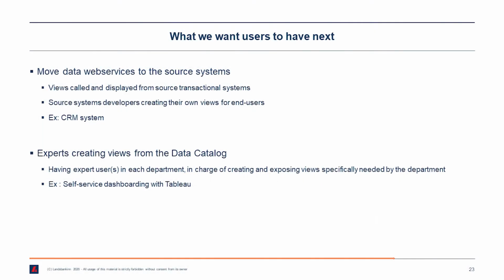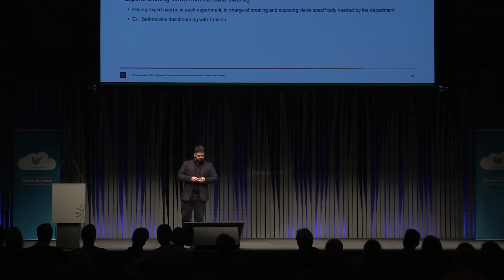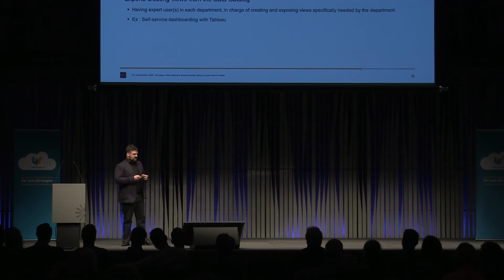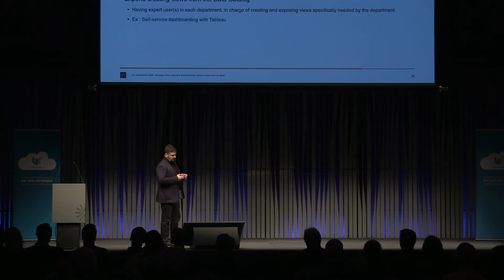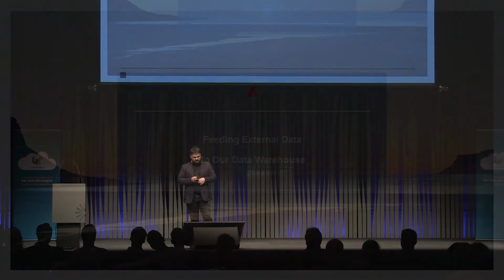What we want users to have next, what we wish they can have next, is for all those data web services to be moved to the source systems directly. For example, a CRM system could be calling these web services and display those lists directly there instead of having to go through another tool. And we would like to have some experts in each department create their own content in the data catalog. So this is in the near future.